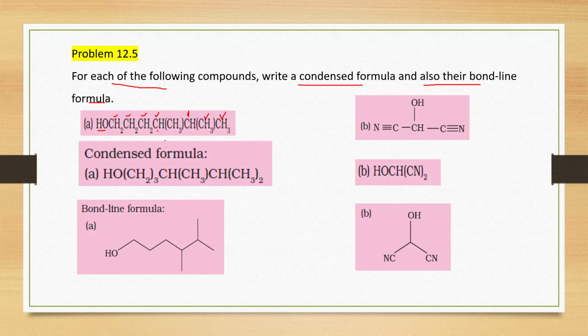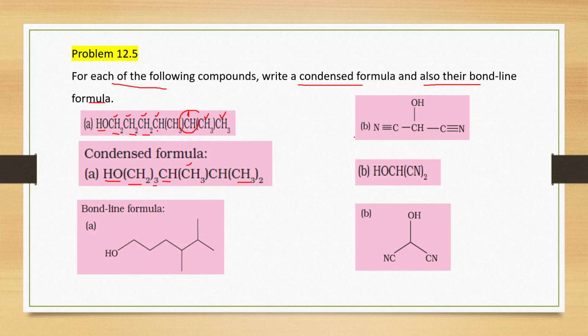So in the condensed form, we can write this is HO. Now these similar groups CH2, CH2, CH2, same groups 3 times. So we can write CH2 thrice. Okay. Then CH, this CH having a CH3 group, and this CH has two CH3 groups. So we can write CH3 twice.